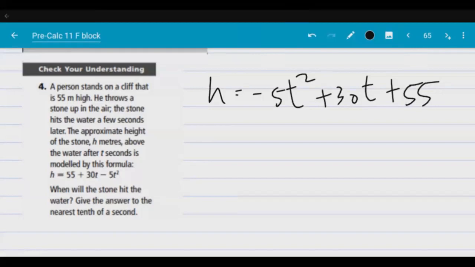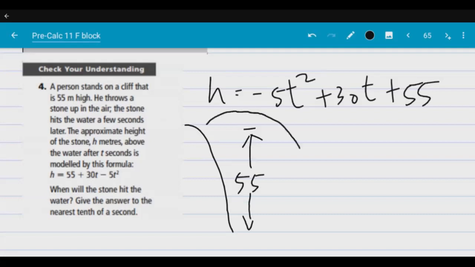So what it is saying is there's a cliff. So probably like this, no, like this, okay? And then this cliff is 55 meters high, all right? So the person is on top of it. He throws a stone up in the air. So I don't know, maybe the stone goes that way. And then after a few seconds, it hits the water. The water is over here. Okay.